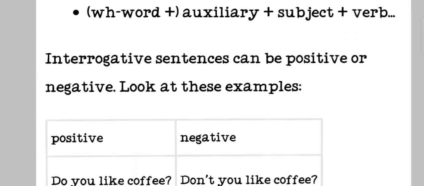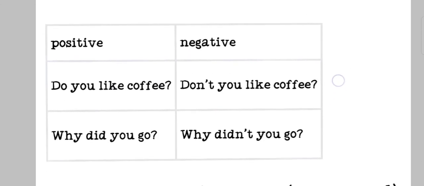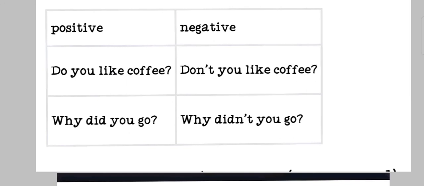Look at these examples. Positive: Do you like coffee? Don't you like coffee is the negative. Why did you go? Why didn't you go? Do you like coffee? This is the yes or no question, because this question begins with the helping verb do. And the second example, why did you go? This is a WH question.